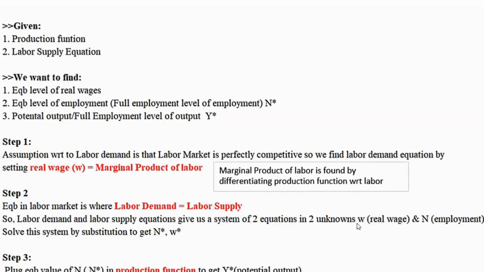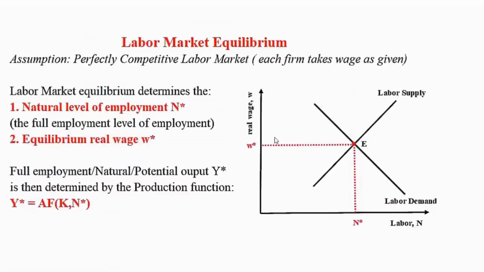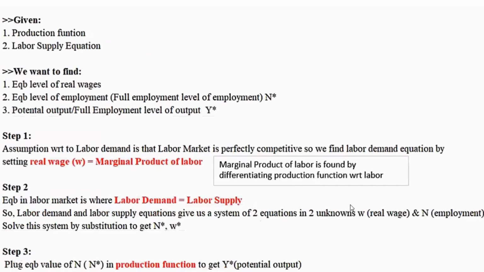In step two, we will solve for W star and N star. So we know equilibrium in the labor market is where labor demand equals labor supply, right? We know this is the equilibrium W star, equilibrium N star. So what we essentially need to do is simultaneously solve the labor demand and labor supply equations. So we'll basically end up with a system of two equations in two unknowns, W, which is the real wage, and N, employment. We can solve this system by substitution to get W star and N star, which lies at the point of intersection of labor demand and labor supply.